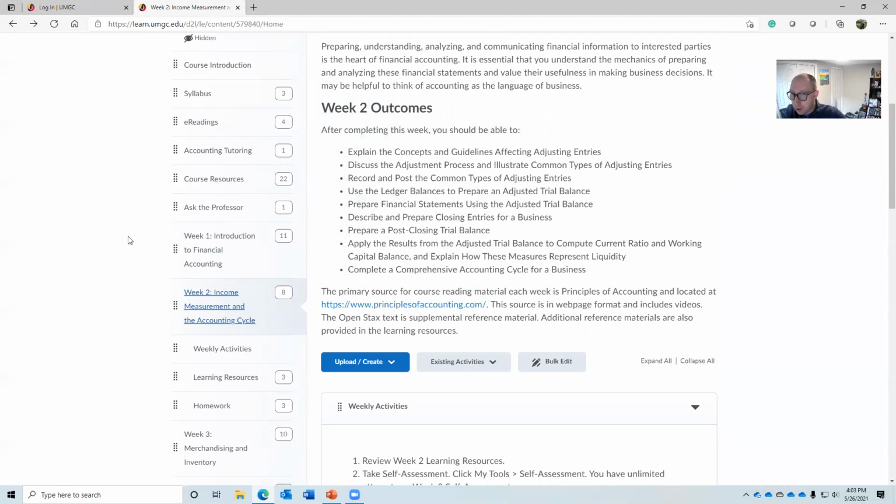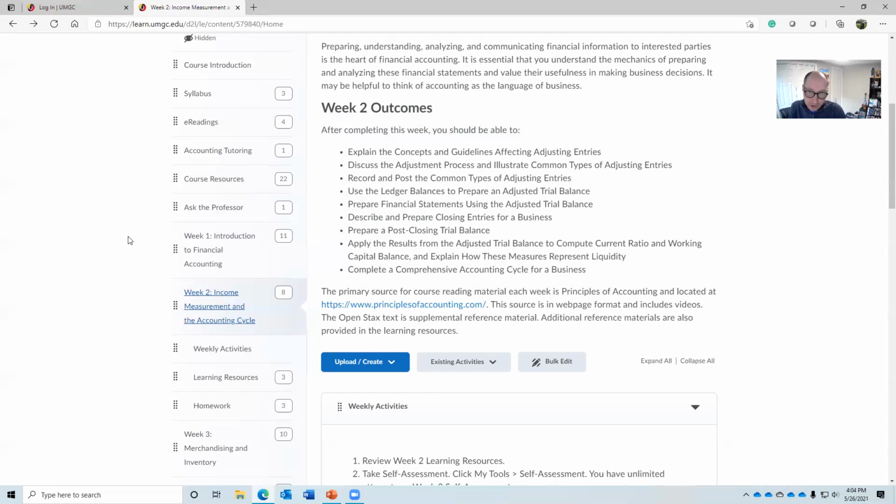Here in week 2, we're starting to move from the journal entries that we learned about in week 1. We're going to build on that by talking about adjusting entries. The idea of adjusting entries is that we are making adjusting journal entries to account for transactions that have happened but have not yet been recorded. And we'll go through a couple of examples of that.